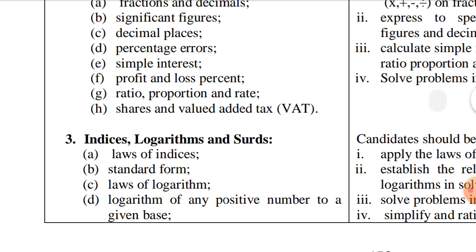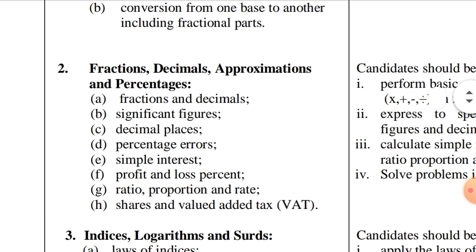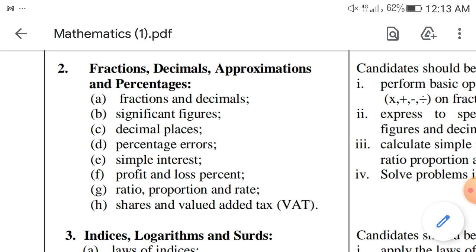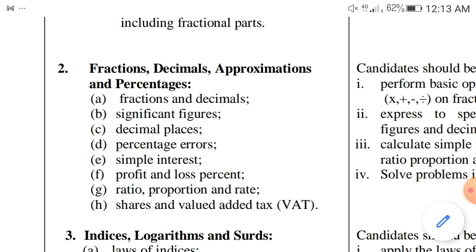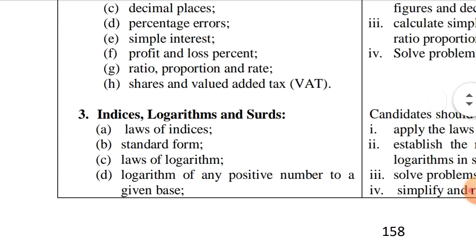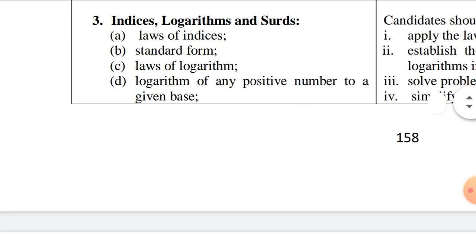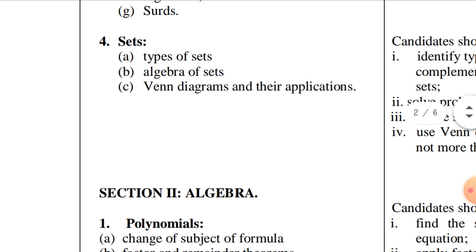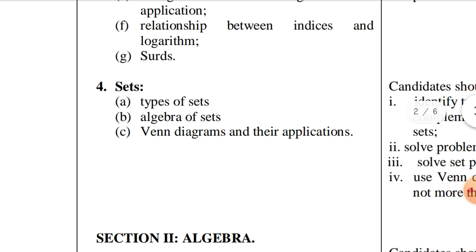These are the subtopics under fractions, decimals, approximations, and percentages. Then we have the third topic under the first section, which is indices, logarithms, and surds. The next topic is sets: types of sets, algebra of sets, Venn diagrams, and their applications.